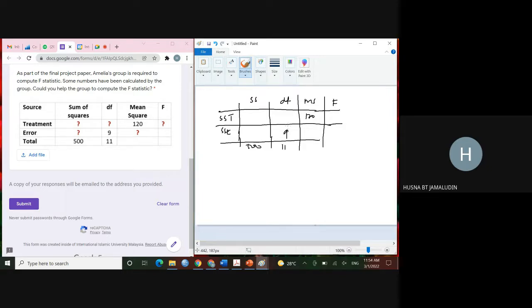Okay, so how to solve it? What should I do? The same thing. The first thing is your degree of freedom, right? Degree of freedom is 11 minus 9, so you should get the value of 2. So 2 here. So you have 2, you have 120. So what should we do with these two?